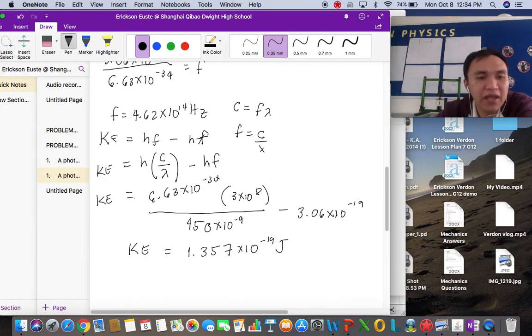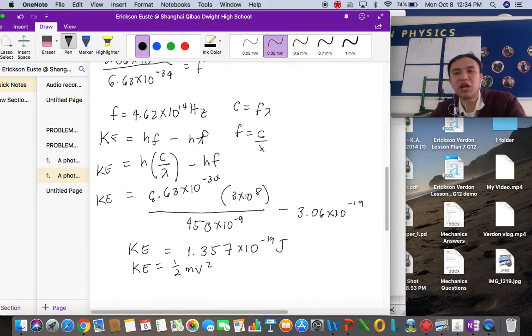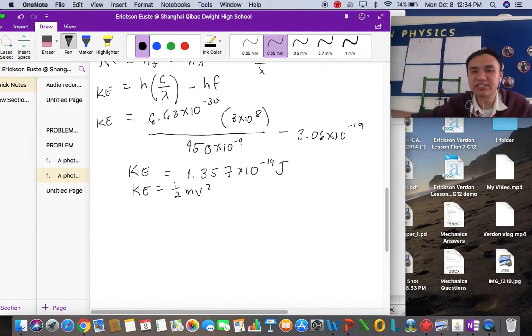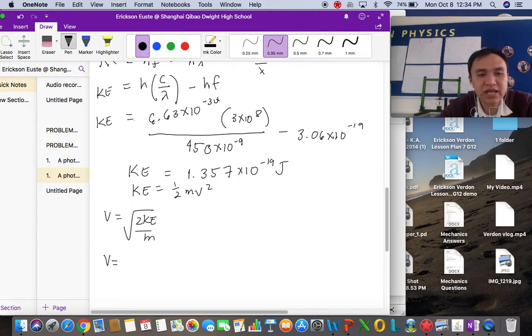With that in mind, we can also have KE, which is also equal to 1/2 mv squared. I know already that the mass of an electron is 9.11 times 10 to the negative 31. So that means that v is equal to the square root of 2 KE over m. Substituting the givens, the velocity is equal to 5.46 times 10 to the 5th meters per second. That's for number 2.